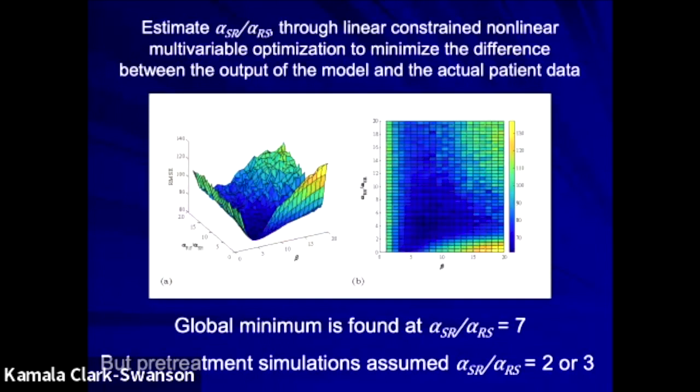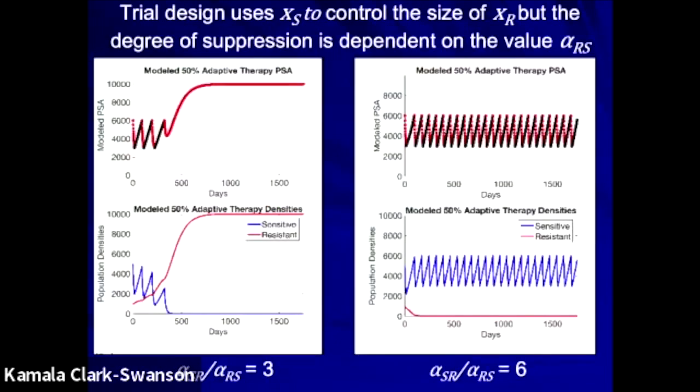And what we found is that the data suggested it was more like 6 or 7. This turns out to have clinical significance, oddly enough. Let me see if I can walk you through this. So this is assuming that this ratio is 2 or 3. Now look at what happens in each cycle: as you treat, the sensitive population declines, and because of that, the resistant population will increase.